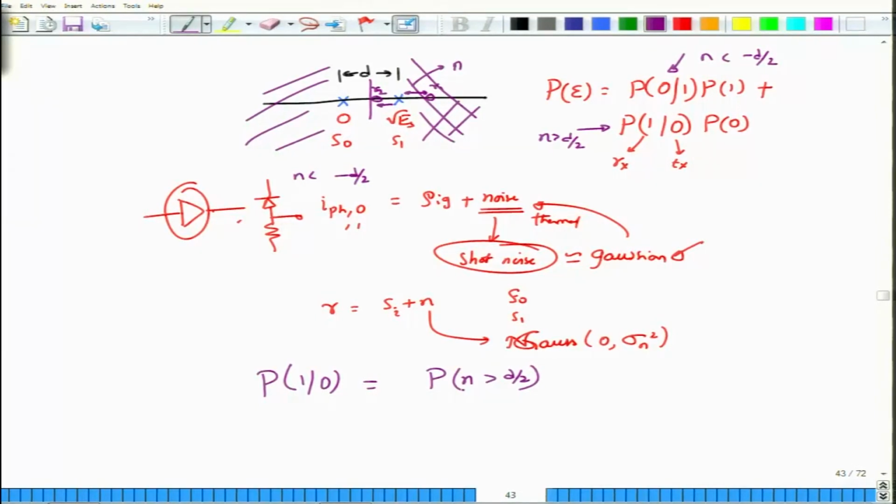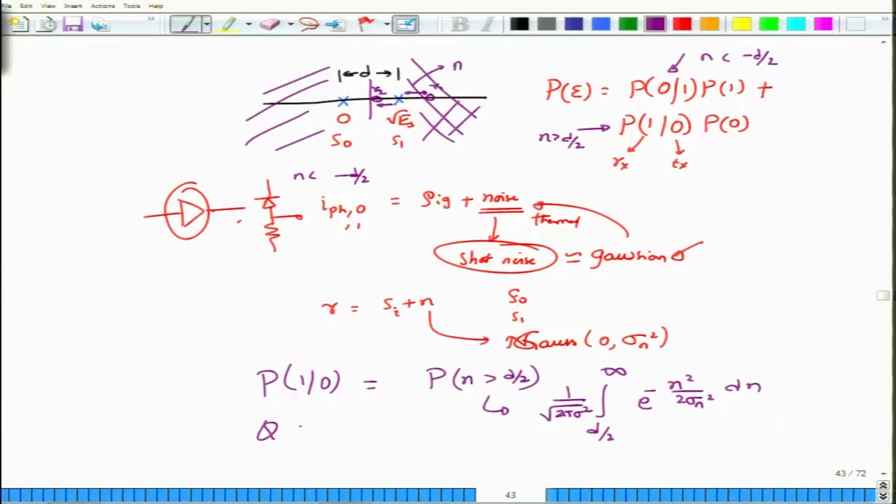And what is the probability of noise being greater than d by 2? This probability can actually be evaluated assuming that we already had a Gaussian distribution for the noise. So, this would be the integral from d by 2 to infinity of e to the power minus n square divided by 2 sigma n square, times 1 by square root 2 pi sigma square, dn. Okay. So, this corresponds to the probability that noise is greater than d by 2.